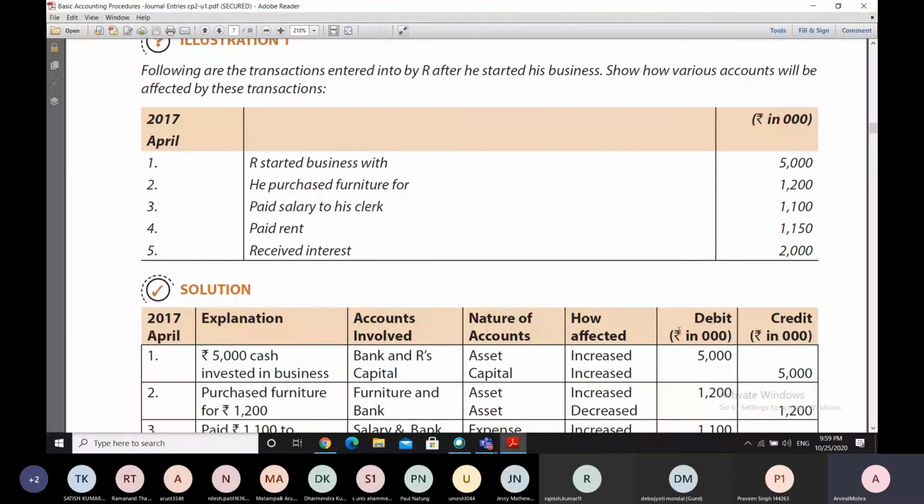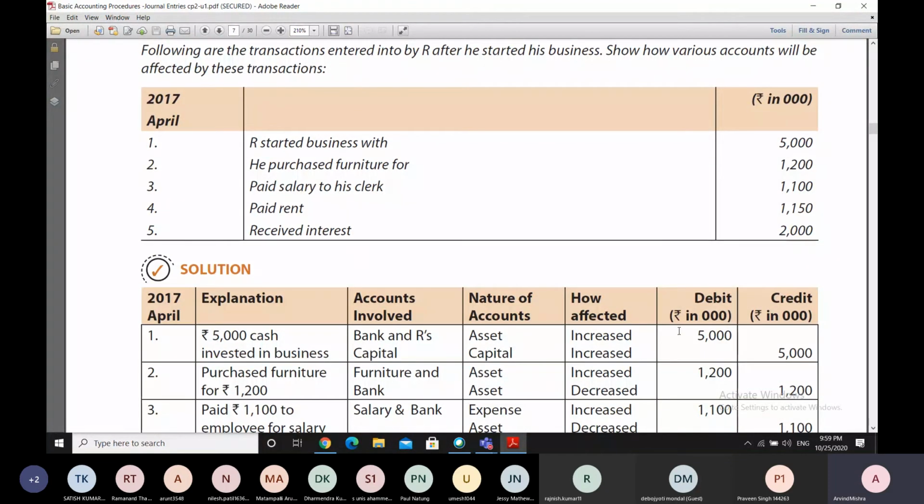So we are trying to understand in which accounts the entry would be made for that particular transaction. Once we understand in which account the entry has to be made and whether it has to be debited or credited, then we can easily write the journal entry. So here in the first example, we are debiting bank, which is an asset account, and we are crediting capital, by using the above rules.